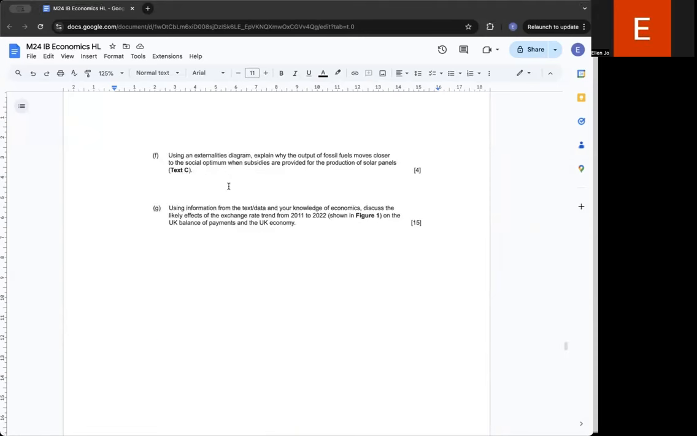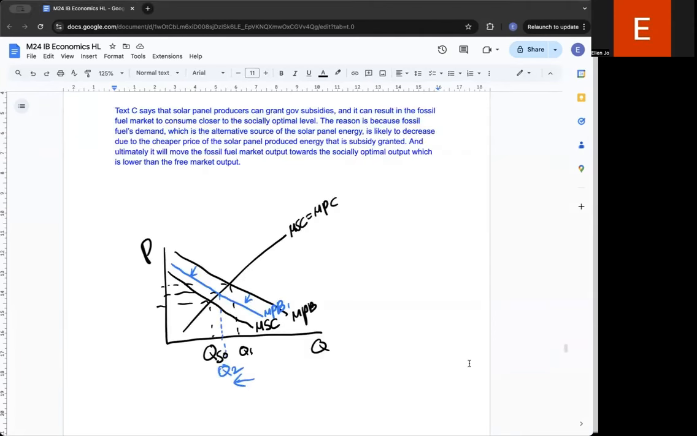F. Using an externalities diagram, explain why the output of fossil fuels moves closer to the social optimum when subsidies are provided for the production of solar panels. As a result of the subsidy granted to solar panel producers, it can result in the fossil fuel market consuming closer to the socially optimal level.